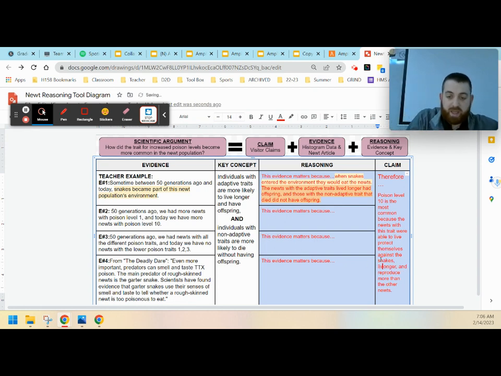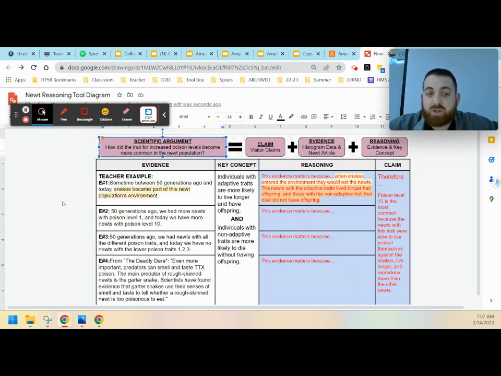So notice we pull in all of the different claims that we have from our park visitors. We talk about the snakes that came in. We talk about how some are able to live longer and reproduce more than the others. And we create a very complete claim that's direct and to the point, and that can answer our scientific argument. How did the trait for increased poison level become more common in the newt population?